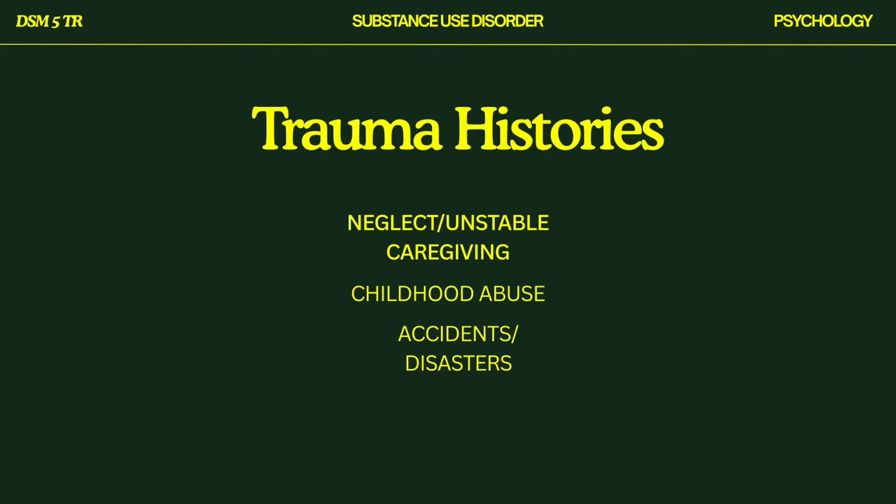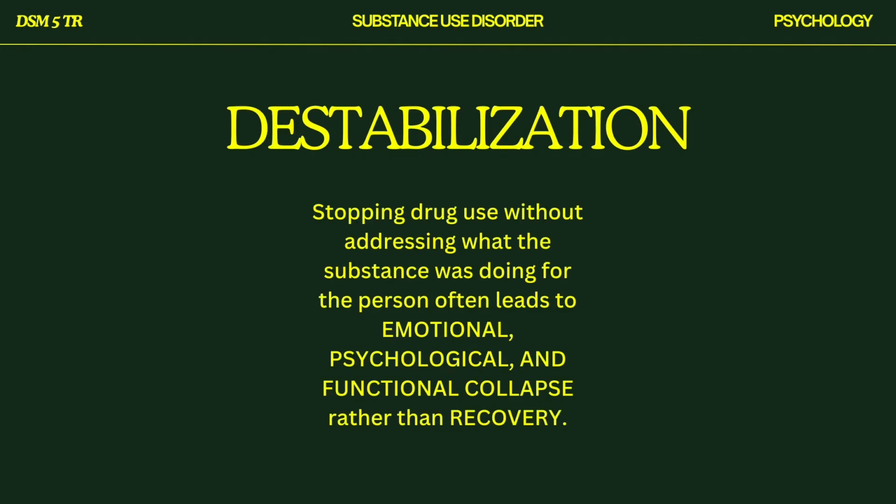Addiction often represents an attempt to survive and cope with unresolved trauma, using whatever substance is available or effective at that time. In short, people may use different drugs, but many are responding to the same underlying wound, which is trauma. Now, people may have the ability or capacity to stop or remove the substance from their bodies, however, it causes destabilization. Stopping drug use without addressing what the substance is actually doing for the person often leads to emotional, psychological, and functional collapse rather than recovery.